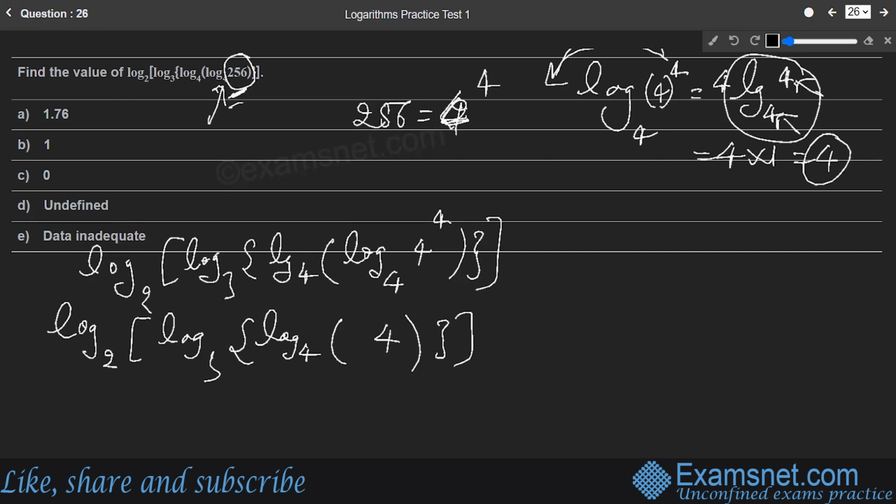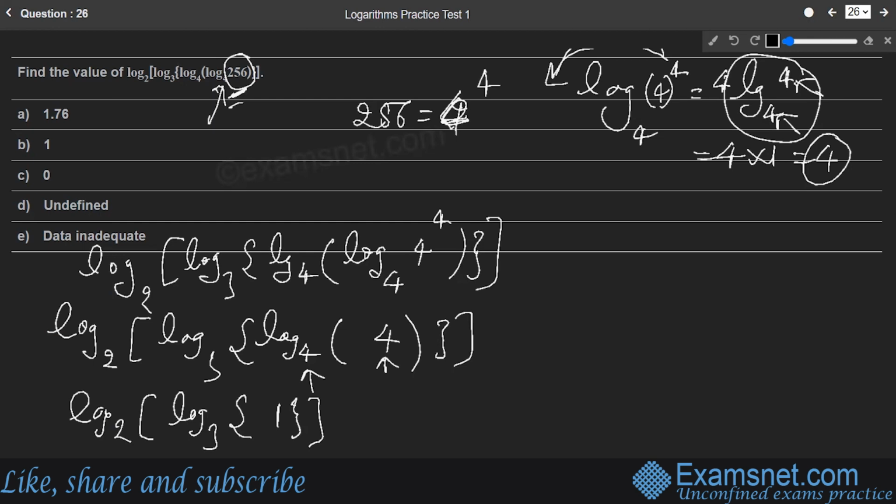Now we have to keep solving this. If you see, this 4 and 4 are again becoming the same, so that will just become 1. What will we be left with? Log base 2, then log base 3, then the middle bracket, and then just a 1, because log base 4 of 4 will just give you the answer 1.